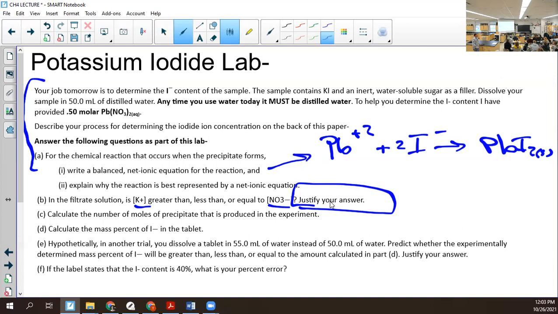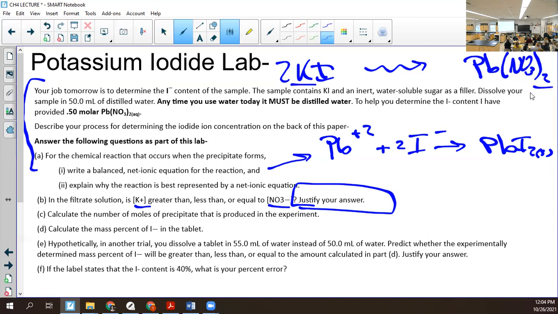Go ahead. Acid was greater because in the fully balanced equation there was 2 NO3. Okay, and 1 PbNO3 too. Okay, that's valid. There's a problem with that one though, because we do have 2 KI, and then PbNO3 2. So there's going to be 2 and 2. It's okay. I like that you took a guess and were able to say it.